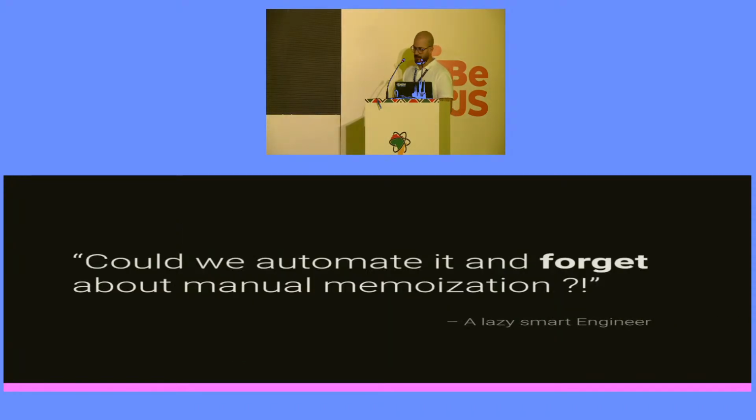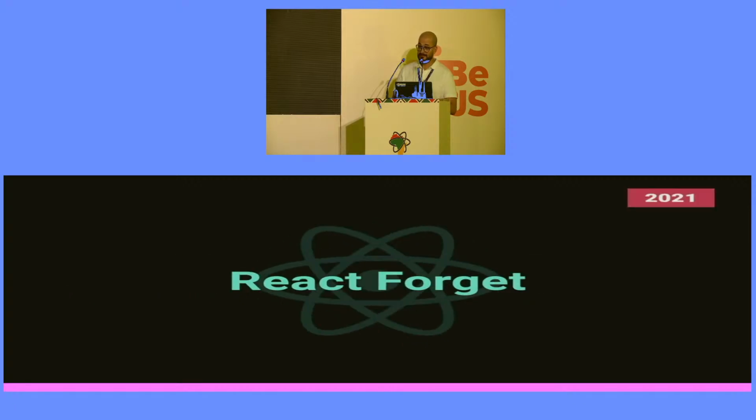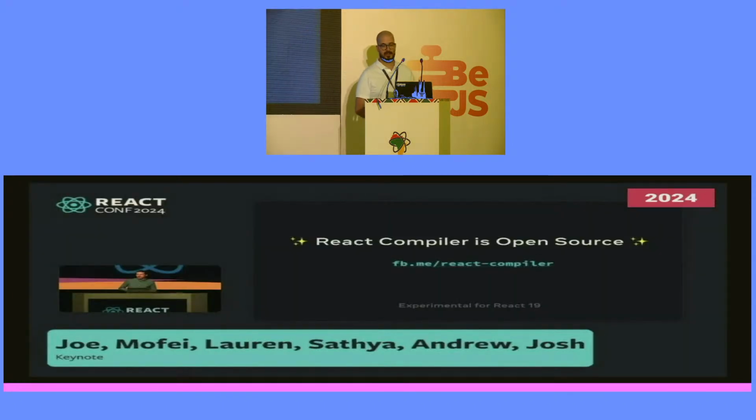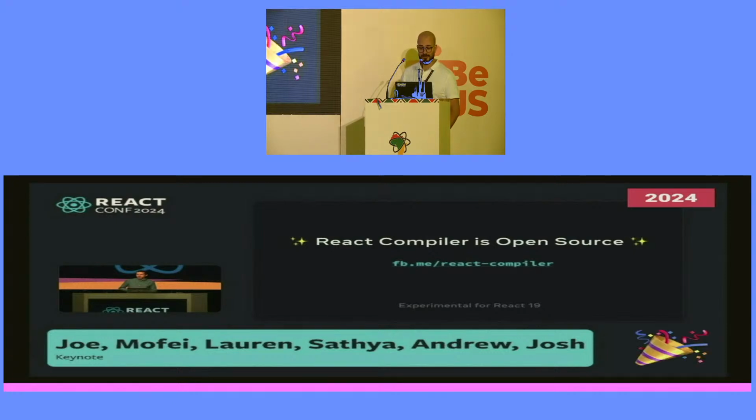So a smart engineer came with an idea: could we automate that so we forget about this manual memoization forever? Actually, they did that. The React team announced a project called React Forget in 2021. It was during the pandemic. A lazy engineer staying at home, unhappy, said, well, let's create a compiler. And he did. 3 years later, at the conference again, they announced it last May, at React Conf 2024. The same project has been a success under the name React Compiler. So it works. We are all happy here.